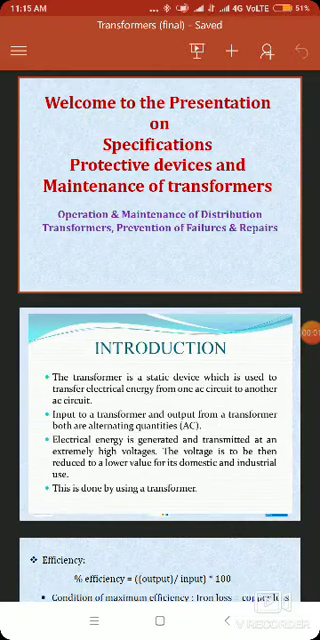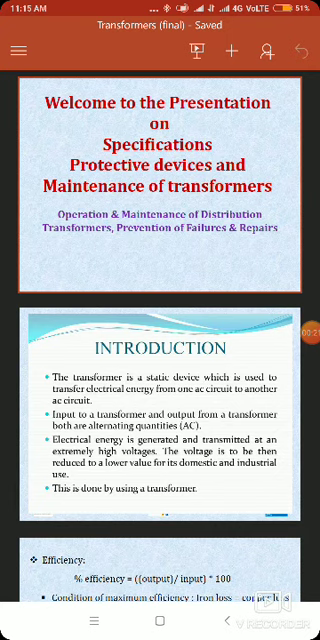Hello everybody, welcome to the presentation on protective devices and maintenance of transformers. So basically we are trying to cover operation and maintenance of distribution transformers, prevention of failures and repairs.